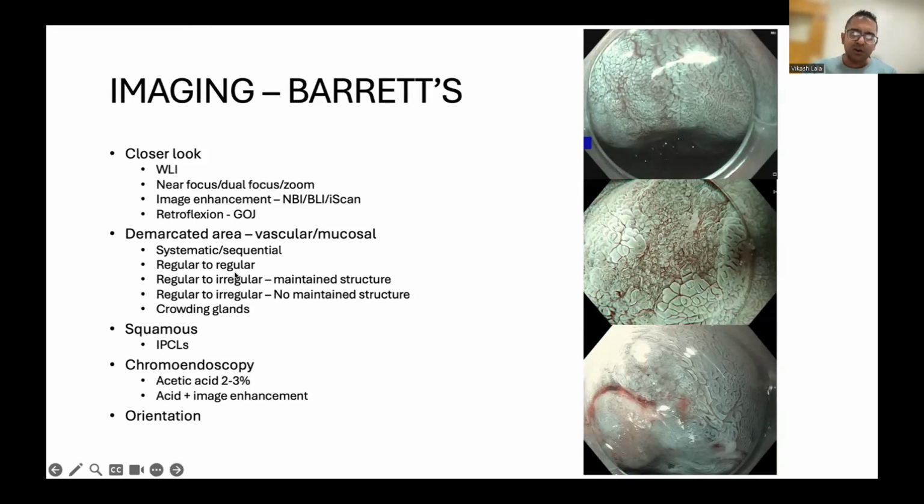And what it looks like often in Barrett's is crowding. And I'll show you what that means. So the glands just look very bunched up, very small and crowded together. Remember, the terminology for looking at squamous is a little bit different. There we look at intrapapillary capillary loops, something I'm not going to touch on today.